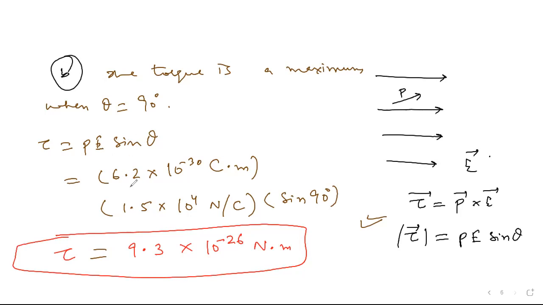PE sine theta, P is 6.2 into 10 raised by minus 30 coulomb meter, E is 1.5 into 10 raised by 4 Newton per coulomb. Sine 90 is 1. When we do the calculation, it turns out to be 9.3 into 10 raised by minus 26 Newton meter. As always, check the calculation.